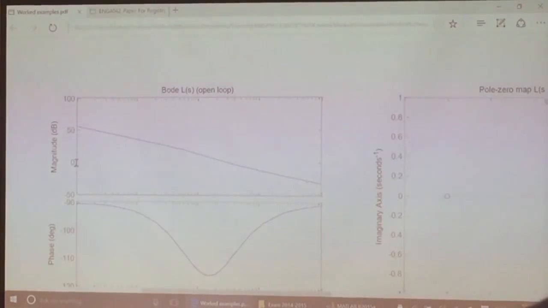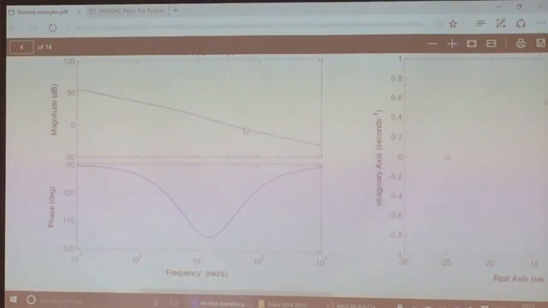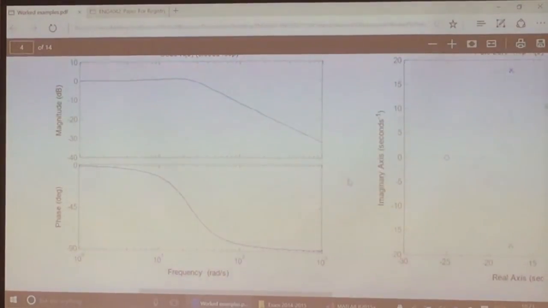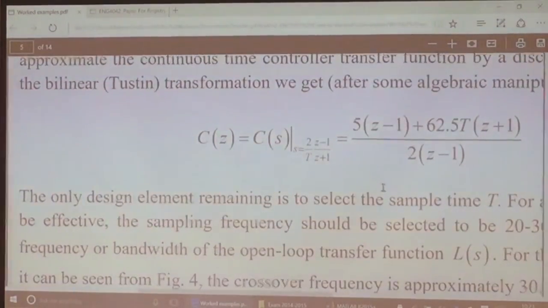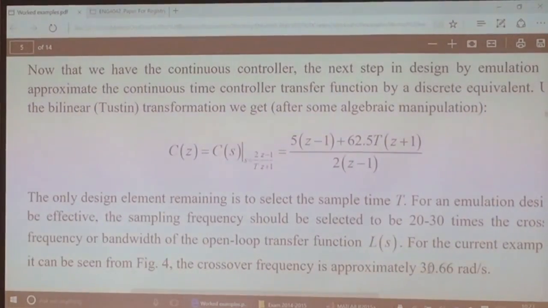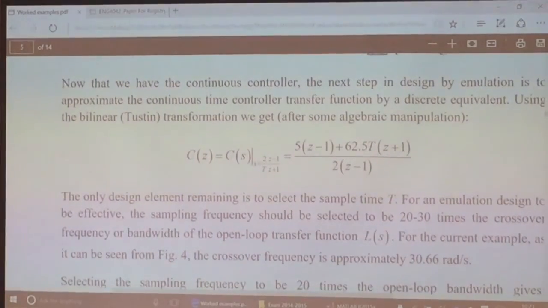So if you imagine you draw a line here at 0 decibels, and you check the frequency, then you fall about here probably, this is around 30 radians per second. So in fact, if you do it in MATLAB, you get a more precise result, and it turns out to be 30.66 radians per second. So that's the crossover frequency.